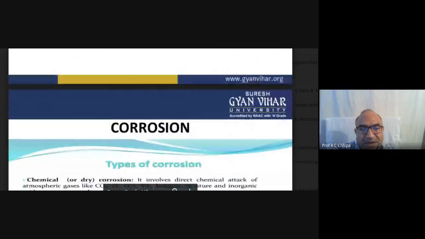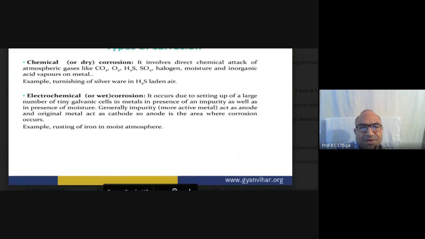Here there are two types of corrosion: chemical corrosion, the direct or dry corrosion, which is direct chemical attack by atmospheric gases. I have earlier discussed carbon dioxide and oxygen. All the other gases are also corrosive gases. Definitely sulfur dioxide is a corrosive gas. All of you know well about sulfuric acid and hydrochloric acid.